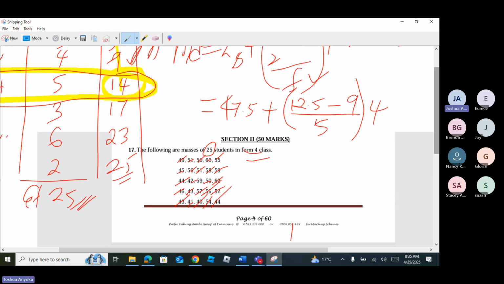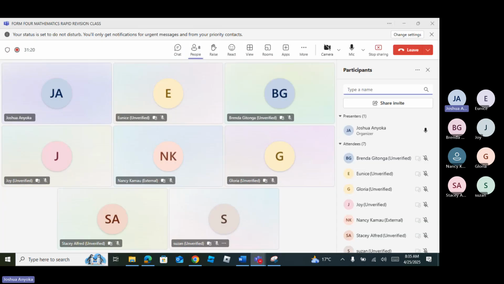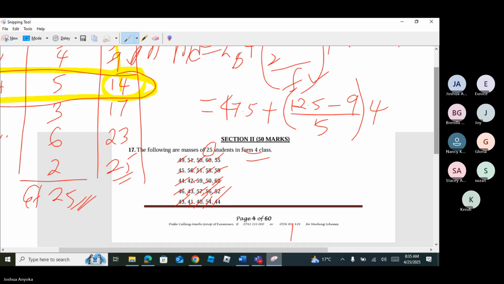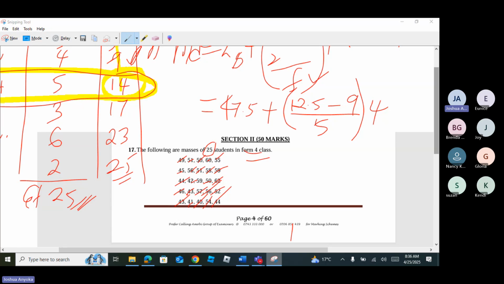Somebody who has worked out? What is the figure? Are we communicating?